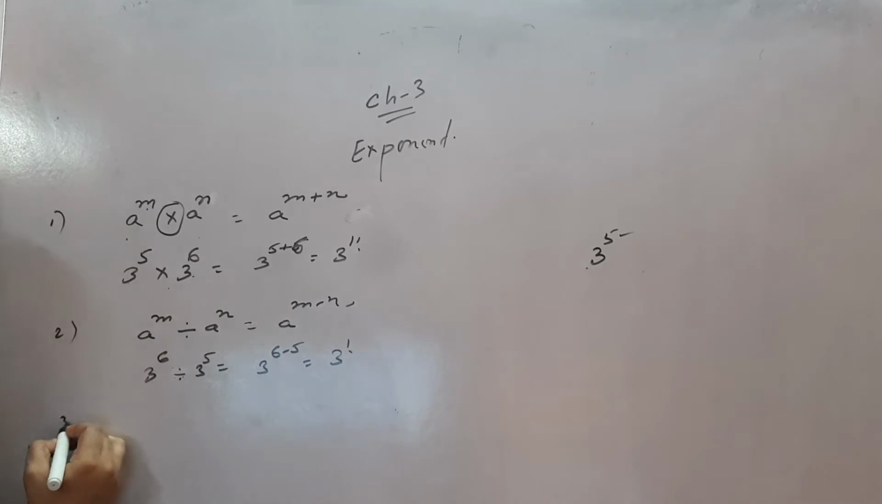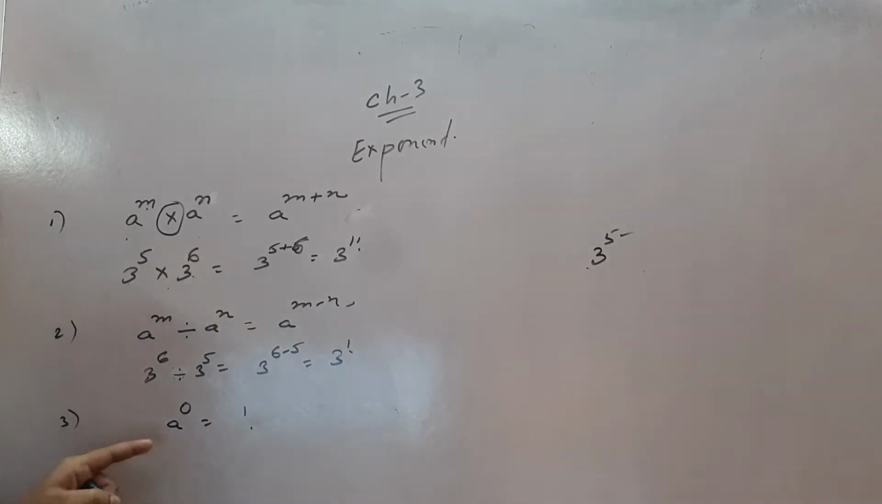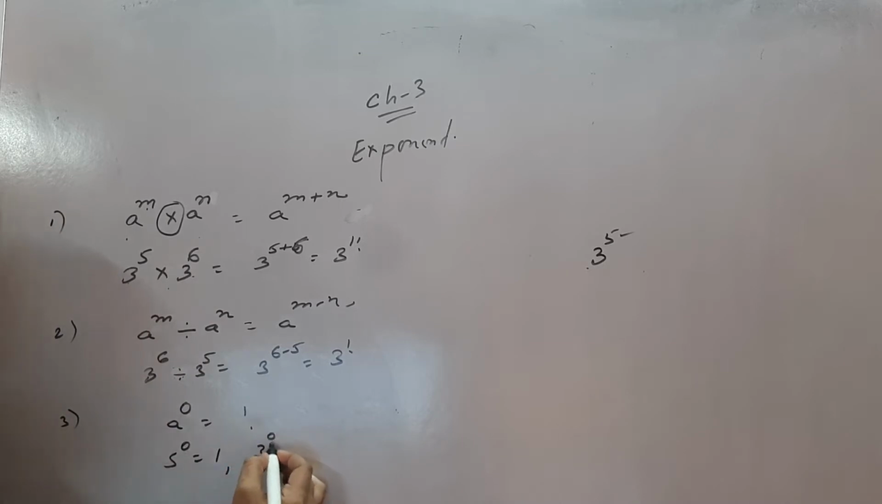Your third formula is: any base having 0 power, the answer automatically converts into 1. For example, 5 to the power 0 is 1, 3 to the power 0 is 1. Clear? Okay.